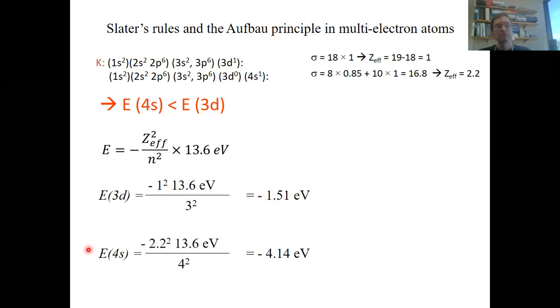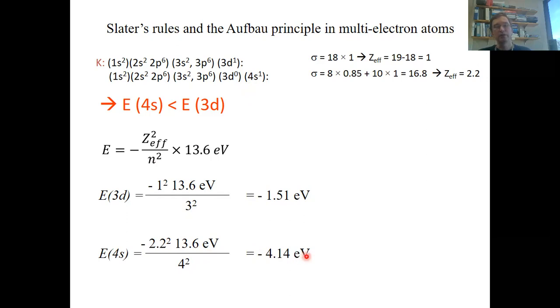So now, for the 4s electron, our effective nuclear charge is 2.2. So we have minus 2.2 squared times 13.6 electron volts over 4 squared. And now we have 4 because we look at a 4s electron. And that gives minus 4.14 electron volts.